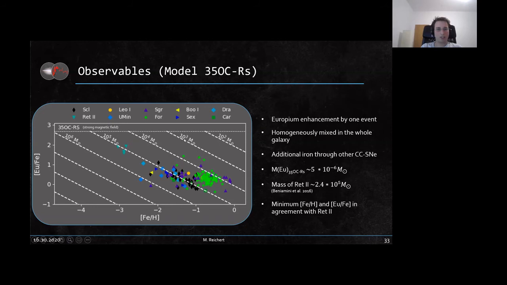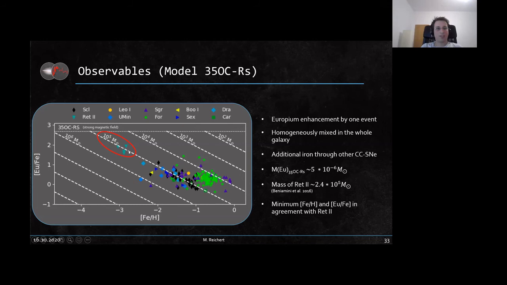And then we would end up at these points where the diagonal lines are shown for the different masses. If we make the last assumption, namely that the dwarf galaxy is enriched by only one event and we can describe it by only one event, you're basically left with Reticulum 2 in this picture. The diagonal lines show, so basically we have only points from this event. But if we allow for further iron, either because this is a lower limit in the simulation, or because other core collapse supernovae also contribute to the amount of iron, we would move along these diagonal lines.